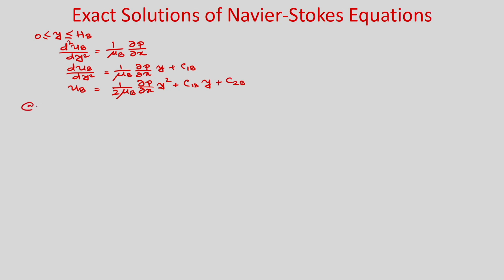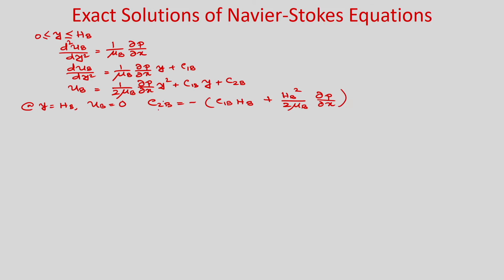Again we have the boundary condition at y is equal to h b, u b is equal to 0. Okay. So, from this expression you can write c 2 b as minus c 1 b h b plus h b square divided by twice mu b del p by del x. Okay.